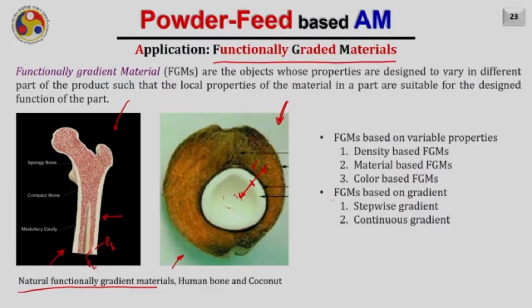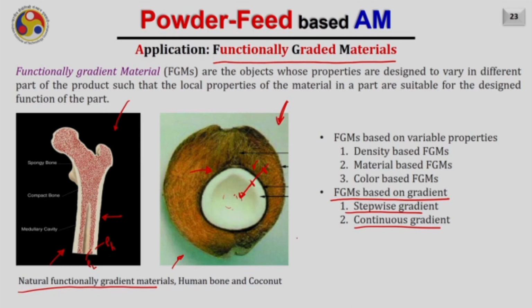Also, the FGMs can be further classified based on the gradient, meaning to say there could be a stepwise gradient. Suddenly there is a change in material like you are seeing in this object. So, it is a stepwise gradient, but it could also be possible to have a continuous gradient, meaning the change in the property is continuous. It is not following or having any stepwise curve.